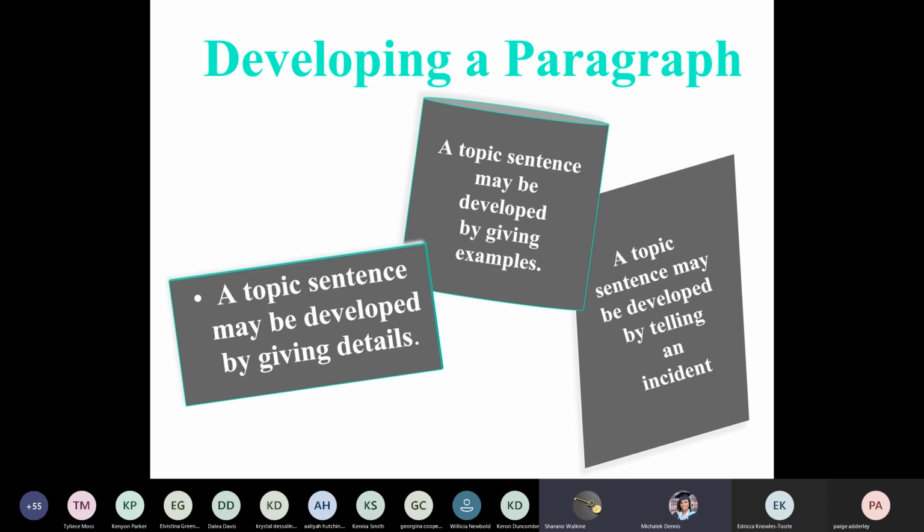What is another way of telling an incident or a story? What word do we use? It starts with A. I'm sure you heard your English teachers say this word before. It starts with A. You can give an A, and it starts with A. The word starts with A.